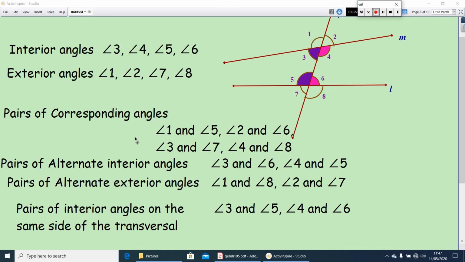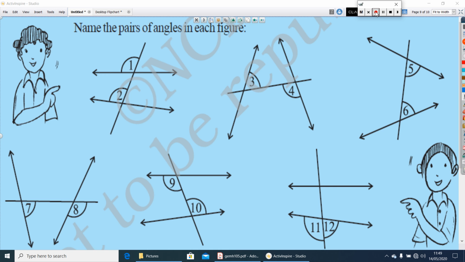Draw this figure and write all the names of the angles, and this will be used for higher classes also. Now I have some questions for you. Name the pairs of angles in each figure. Look here, angle 1 and angle 2. Same side, different vertices. One is upside, another is below.